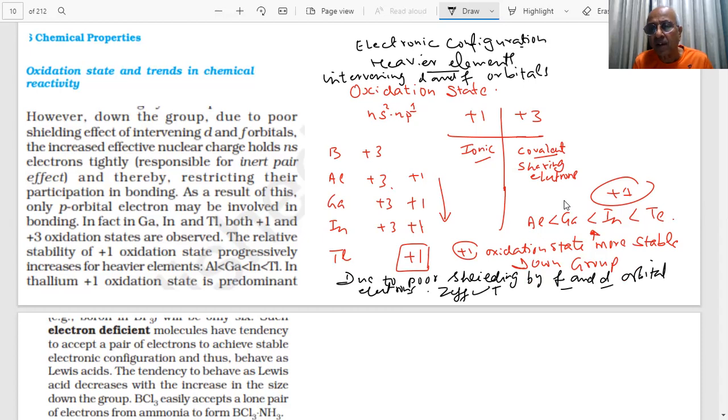Z effective increases for the outer s shell. The outer ns2 electrons will be strongly attracted by the nucleus. So what will be the result if these electrons are strongly attracted by the nucleus, student? You have 4s2 4p1. This is the fourth shell. In the fourth shell, what is the result of that? What will be the result of that, student? You are saying this is my nucleus.